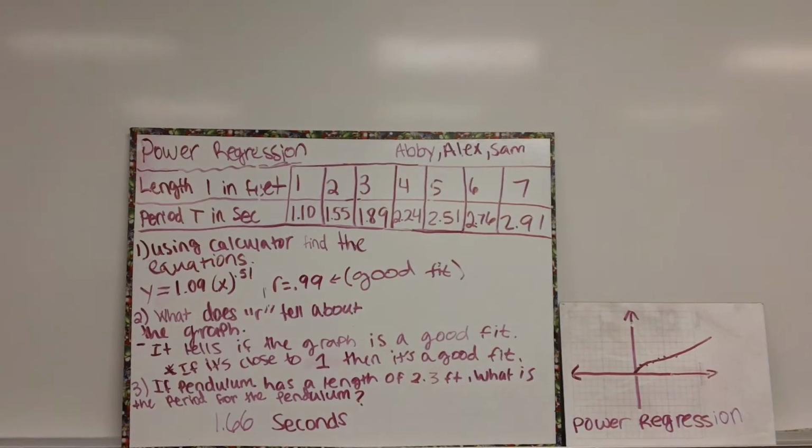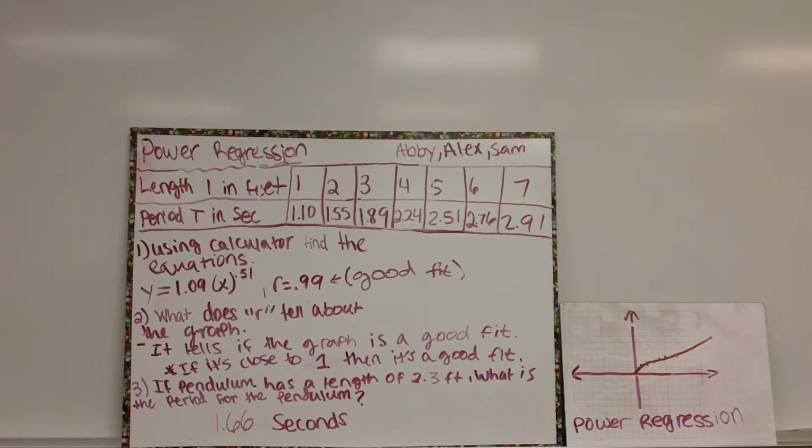Our problem was power regression. It's length in feet and then period in seconds. So it's 1 foot and then 1.10 seconds. And 2 feet and then 1.5. And then 3 to 1.89. And then 4, 2.24 seconds.